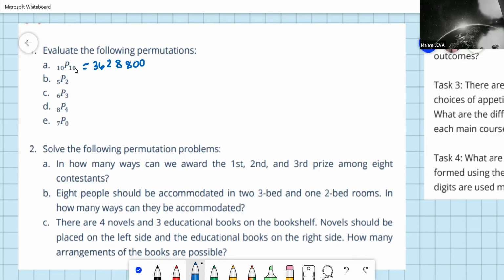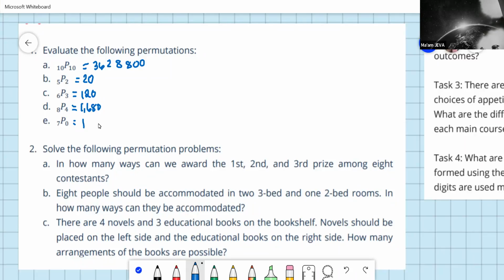Okay, 3,628,800 for number 1. Okay, same. Okay, what about letter B? Okay, 20. Okay, letter C? Okay, 120. Good. What about letter D? Okay, 1,680. Okay, and number 5? Okay, it's 1.